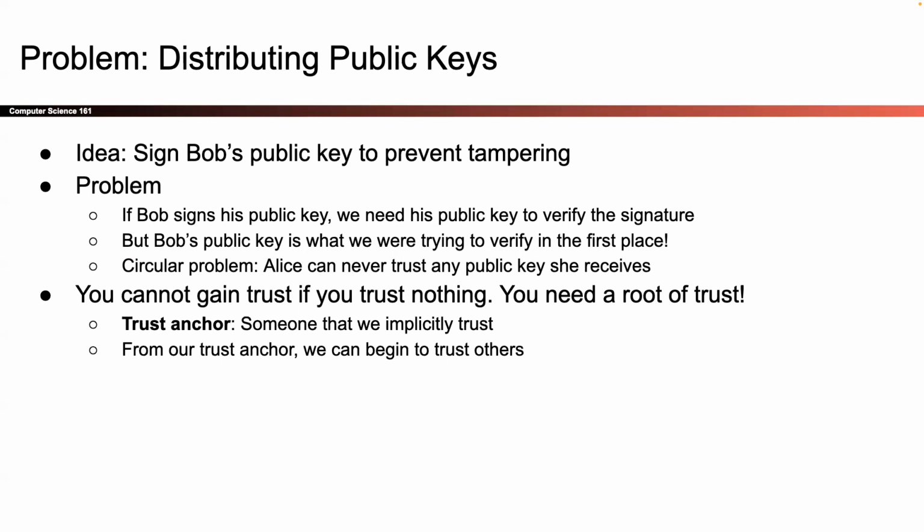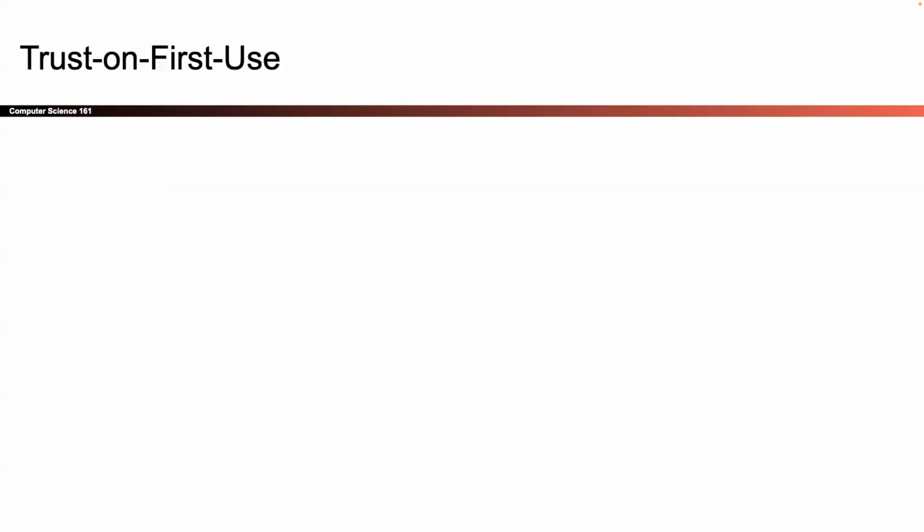Okay, so the goal here is that there's this problem, and it's true for Bob, it's true for anyone that I talk to. If I want their public key, I don't have a way to get the public key. They can't sign it because then I can't really verify it. So ultimately, I need to pick someone that I trust and then listen to what they have to say and hope that that helps. So that's what the trust anchor is, and we'll see it really soon.